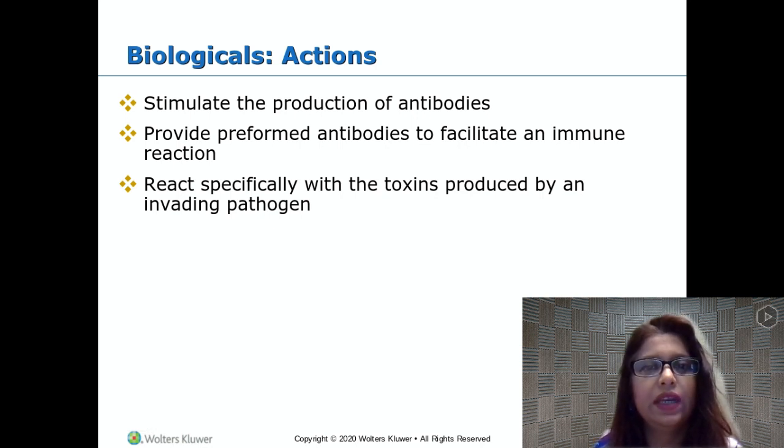So these days we have the COVID-19 vaccine going on. And why do we take it? So we don't get infections, right? So what do they do? They strengthen our immunity. They basically make antibodies to facilitate an immune reaction and react specifically with toxins produced by invading pathogens.